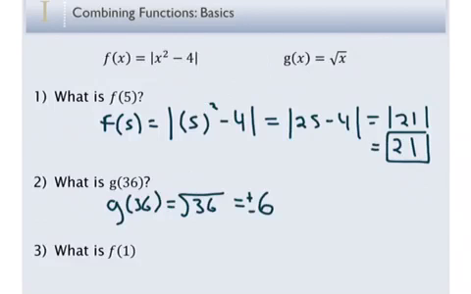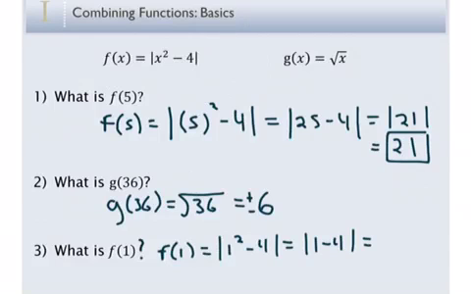Now, on this one, I'll identify, which is going to drive me crazy. I should have had a question mark right there. So what is f of 1? I find my f function, and all I do is I plug in 1 for all of my x's. Absolute value bar, 1 squared minus 4. Of course, 1 squared is just 1 minus 4, and that's going to give me absolute value bar of -3.